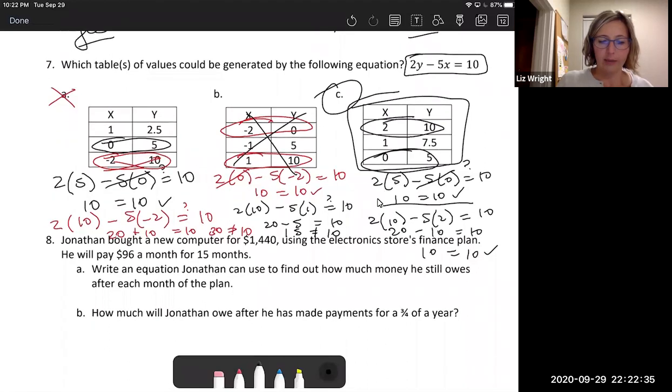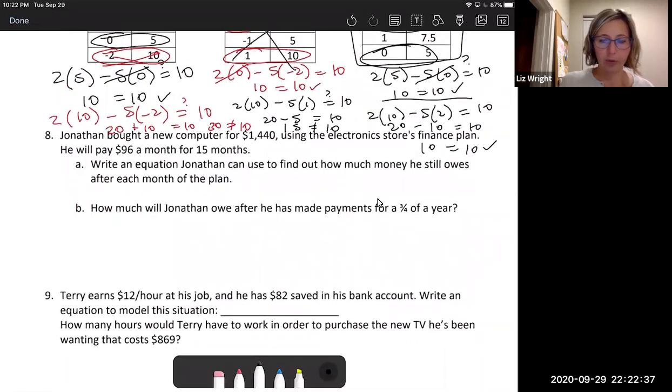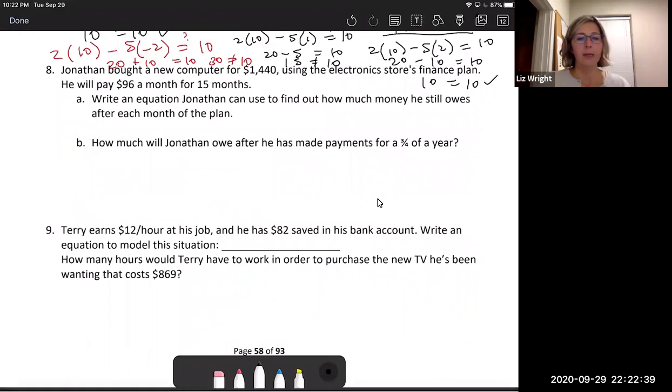All right, let's finish up with our 2 word problems here. It says, Jonathan bought a new computer for $1,440 using the electronics store's finance plan. He will pay, oh my goodness, I'm very tired. He will pay $96 a month for 15 months.